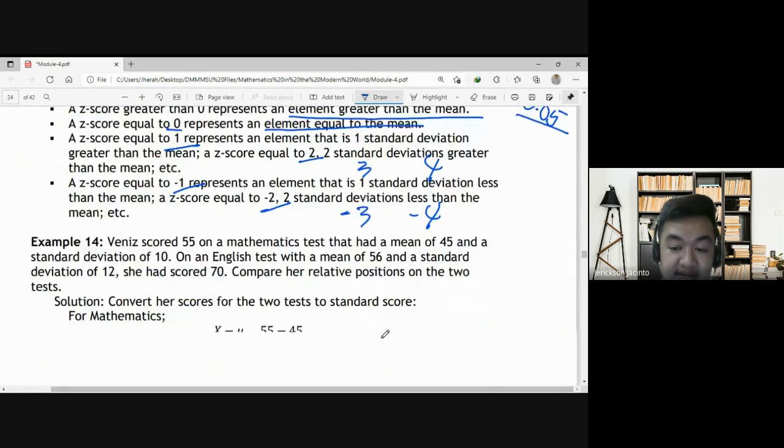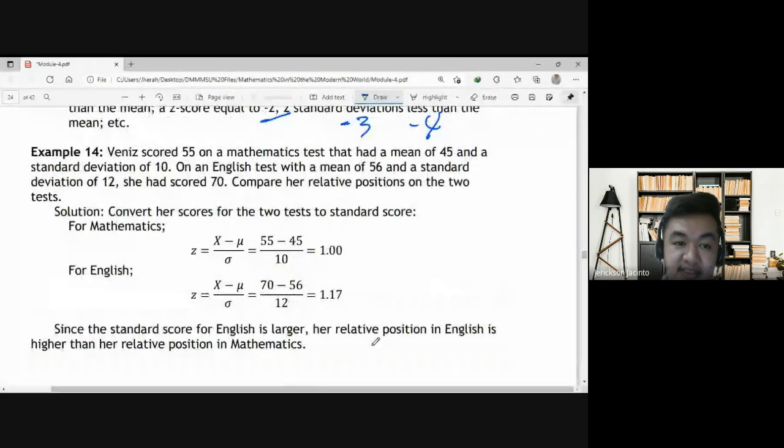Okay, so let's have an example. Venice scored 55 on a mathematics test that has a mean of 45 and a standard deviation of 10. So, 55 here is our X, 45 is the mean, and 10 is the standard deviation.